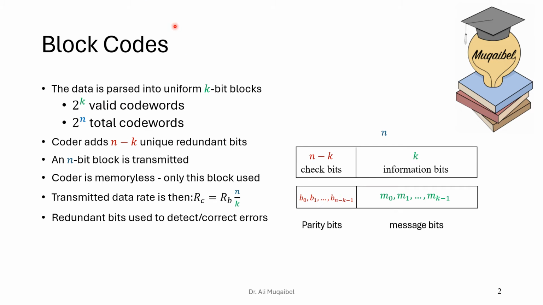In block codes, the data is parsed into uniform k bits. So I have a sequence of data. I will just take k of them. These are the information. Every k, we have information bits. So this makes the number of valid possible information words 2 raised to the power k.